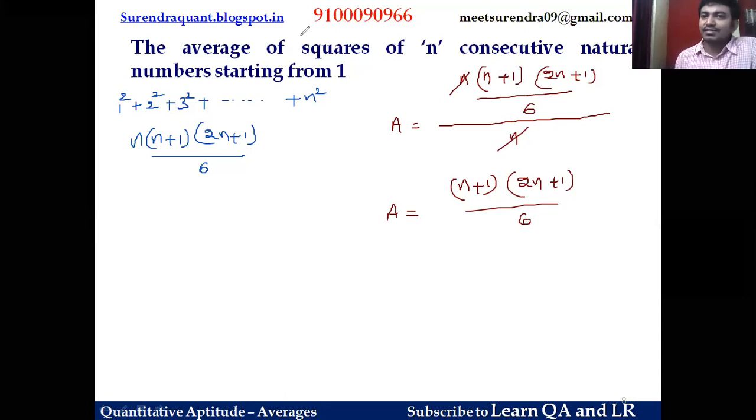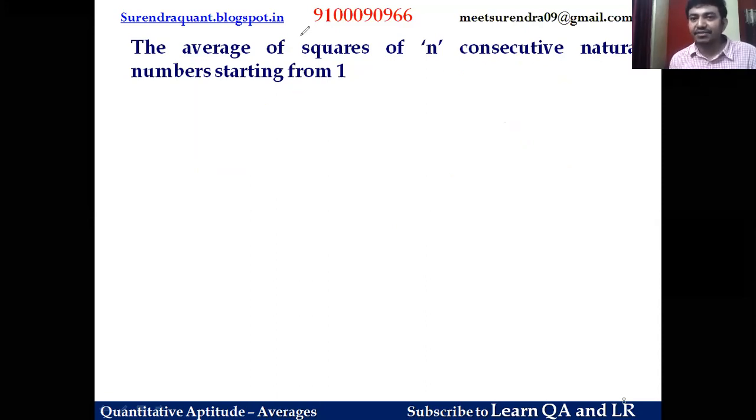What if it is for the sum of cubes of n natural numbers? We don't ask you to learn by heart. We are just asking you to understand what it is. What is the process behind finding the average?